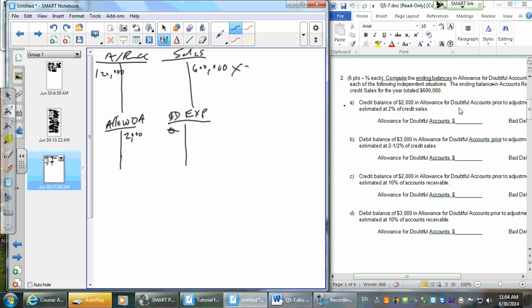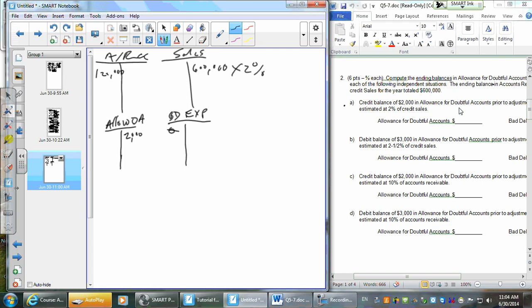What's 2% of 600,000? 12,000. What account do I want to be 12,000? Now stop and think. I am estimating my allowance based on sales. What financial statement is sales on? The income statement. Gee, I wonder where bad debt expense is. On the income statement. I wonder what bad debt expense is. It's my estimate of the sales I'm never going to collect.